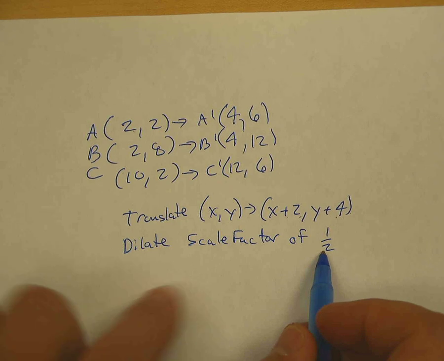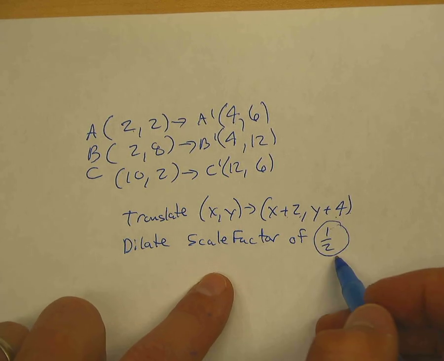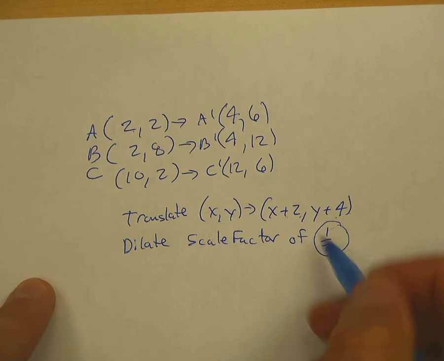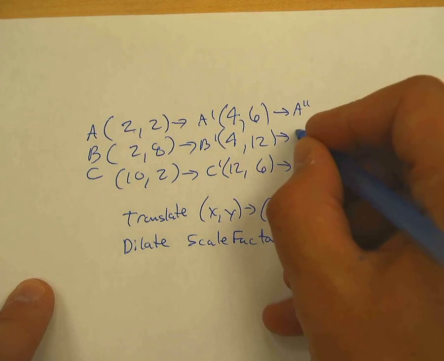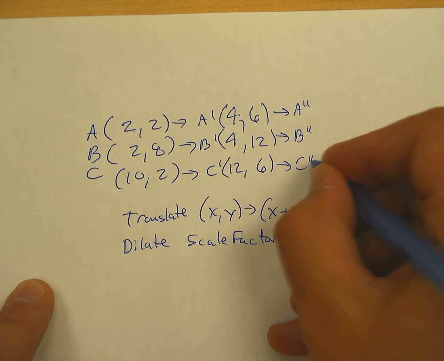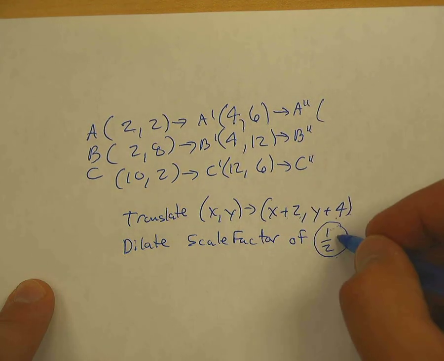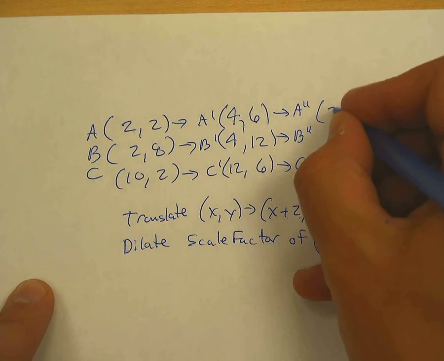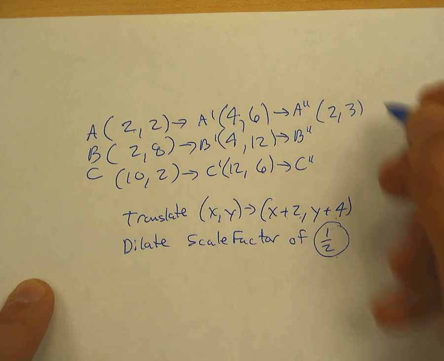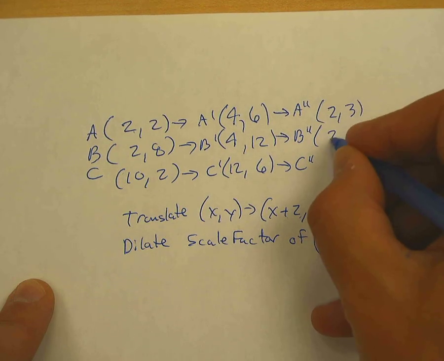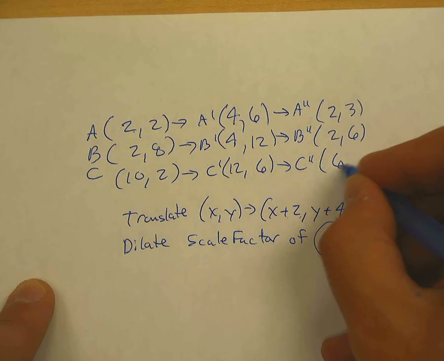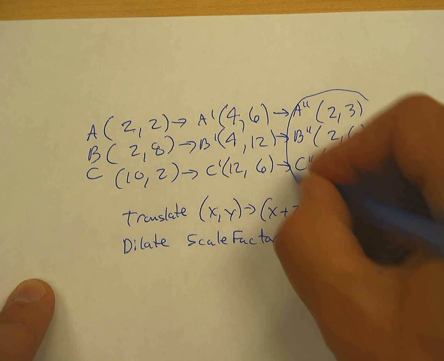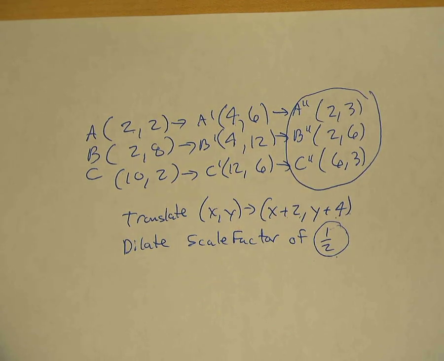Then I multiply by whatever this is. So I'm going to multiply by 1/2 to get my A double prime, B double prime, C double prime. So I multiply by 1/2 and I get 2 comma 3. Multiply by 1/2 here, I get 2 comma 6. Multiply by 1/2 over here, I have 6 comma 3. And this would be my answer right here. So make sure you're able to do all of those steps. Okay?